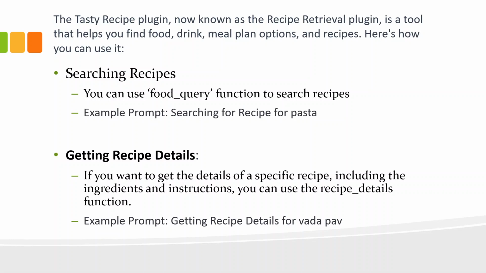Let's assume you want to search for a recipe for pasta. You can do that using the food query, or you can get the recipe details. The example I have is search recipe for vada pav, or if you don't know what vada pav is, you can just replace vada pav with hash brown burger and see what the recipe is for it.